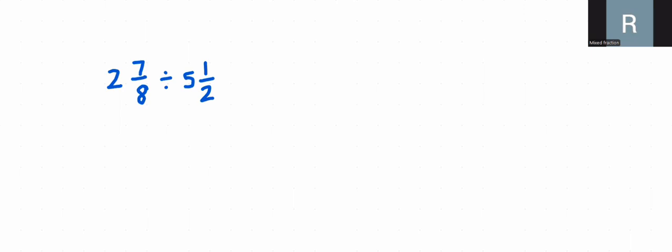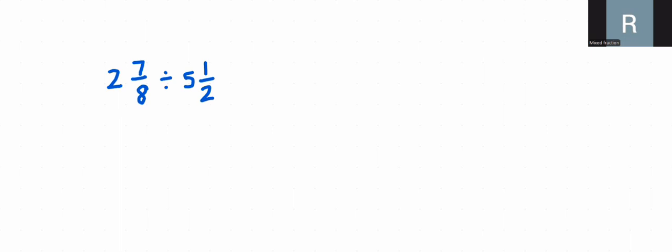Now look at this question. Which type of fraction is given to us? 2 and 7 by 8. This is a mixed fraction. 5 and 1 by 2. This is also a mixed fraction. So what is the first step? When mixed fractions are given to us, first we convert them into improper fractions.